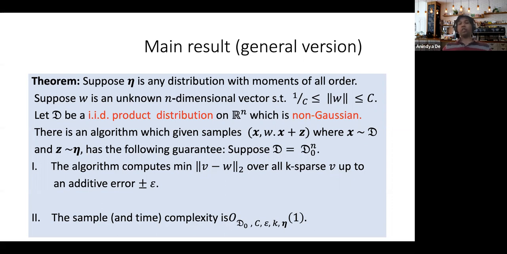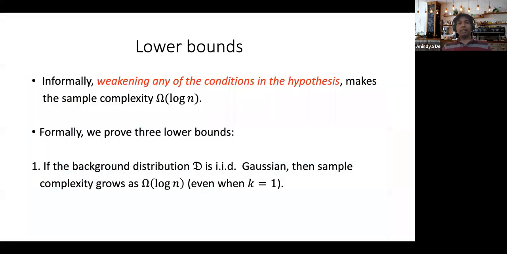So it's a fully noise tolerant version of the algorithm. And our main lower bound is actually, I made these three conditions. I stipulated these three conditions. And actually, if you weaken any of those conditions, then you will end up paying a log n dependence. So in particular, we proved three lower bounds.